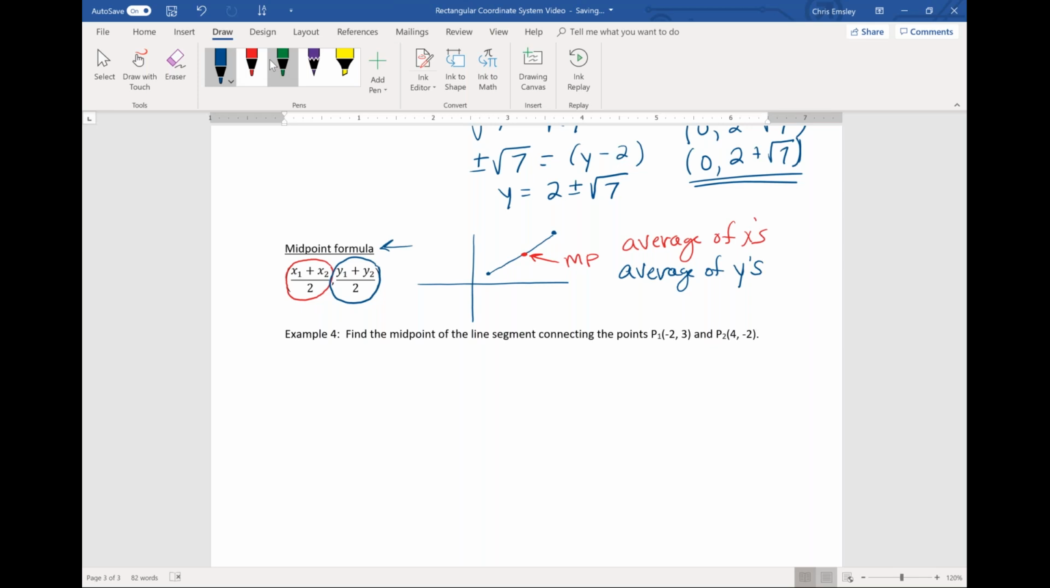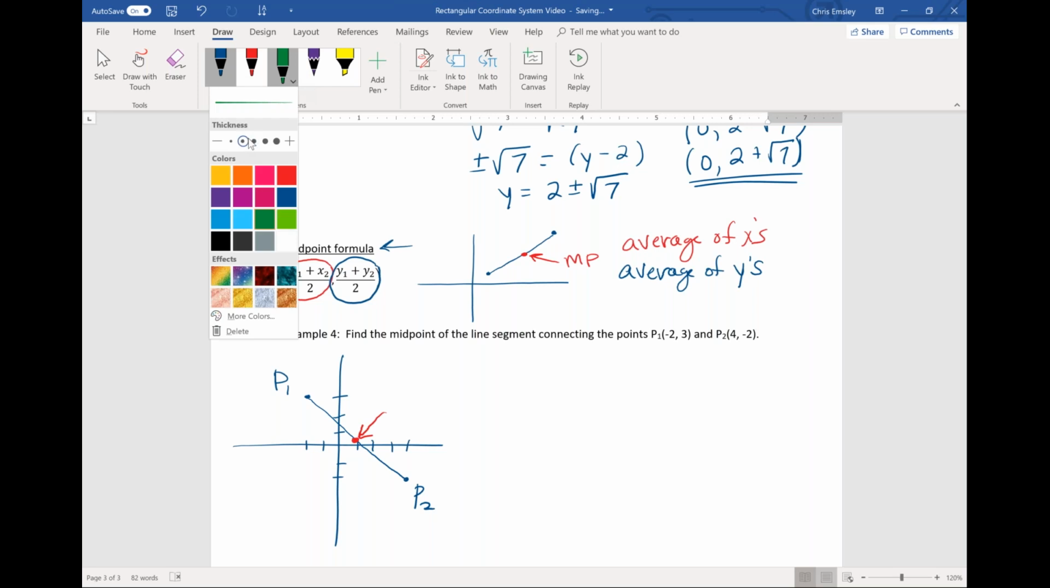So in this midpoint example, we are given 2 points. Our first point is (-2, 3). And our second point is (4, -2). If we connected those 2 points with a line, we are looking for the point that falls right in the middle. So we are looking for the coordinates of that point right there. That's what the midpoint formula will give us.